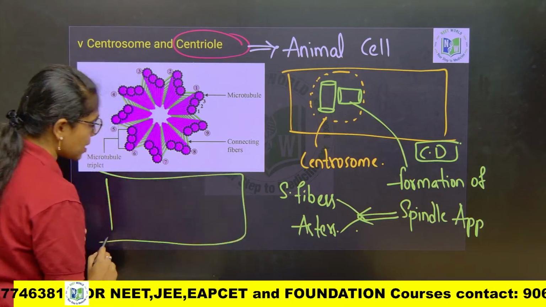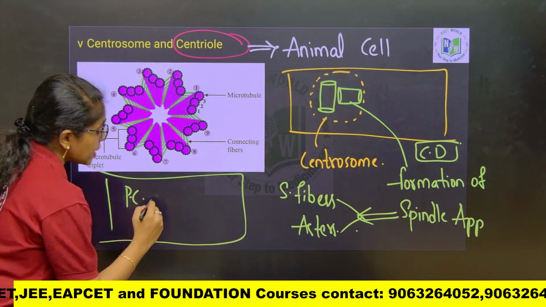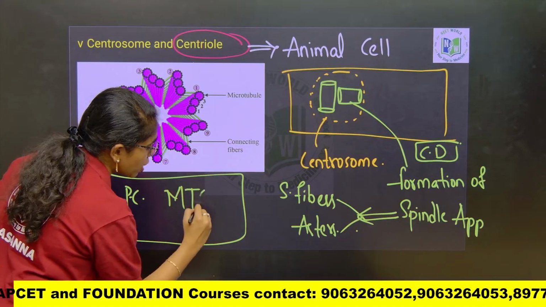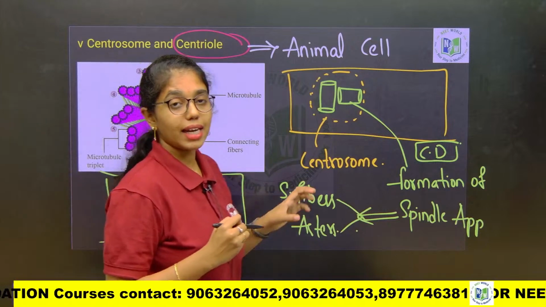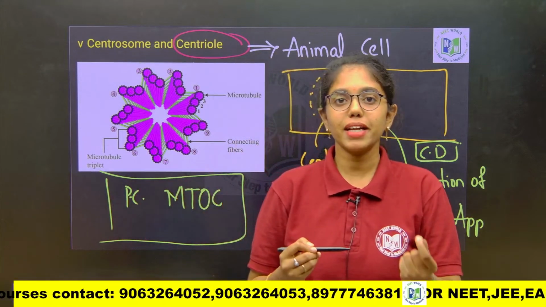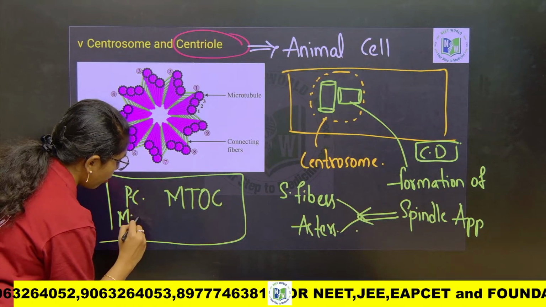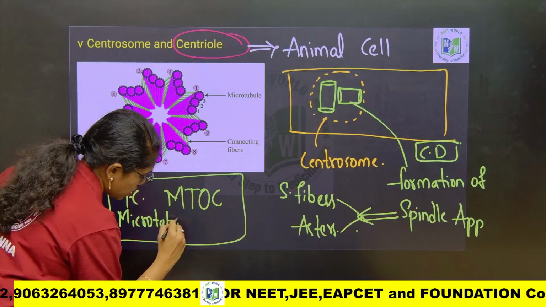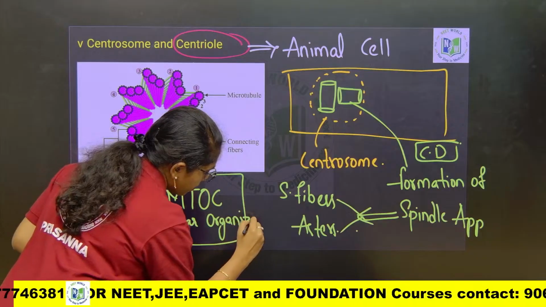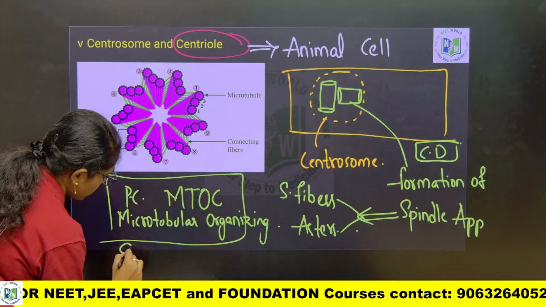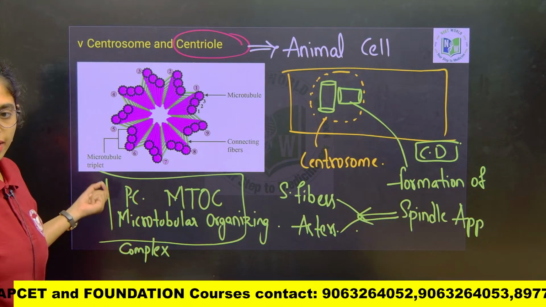If I consider this as a plant cell, in the plant cell there are no centrioles, but there is something called the microtubular organizing complex. This microtubular organizing complex will help in spindle apparatus formation. So, what is this? Microtubular organizing complex. Fine, this is the microtubular organizing complex.